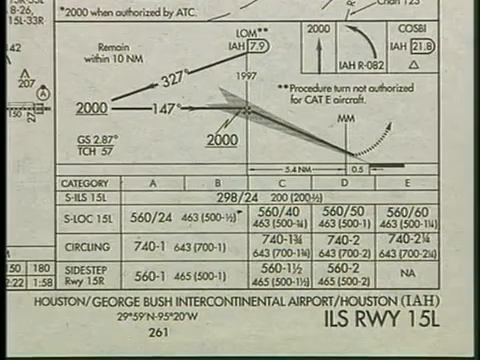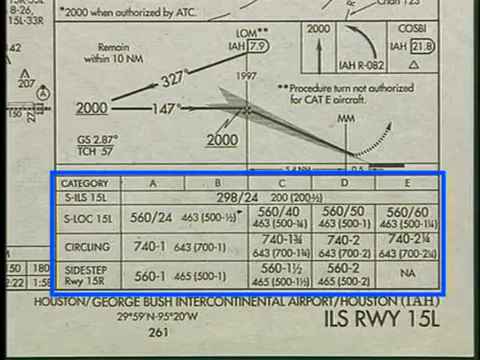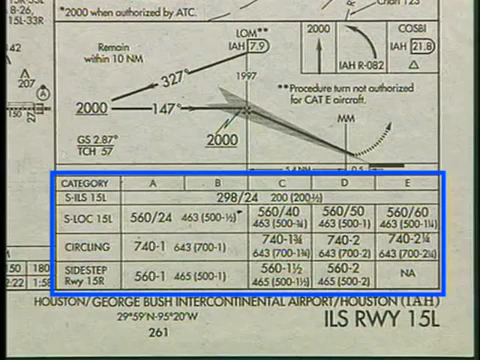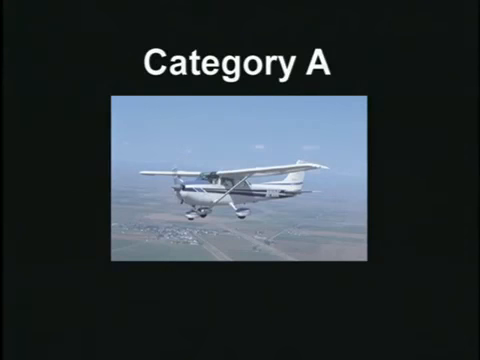The next section of the approach chart is the landing minimums. It provides information regarding the lowest altitude you can descend to in instrument conditions, as well as the minimum visibility required for a specific approach. The landing minimums depend on the type of aircraft you're flying.